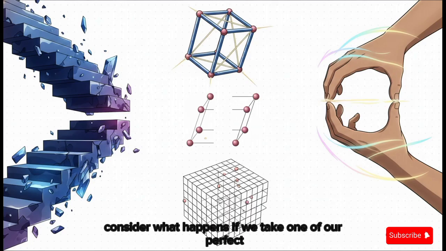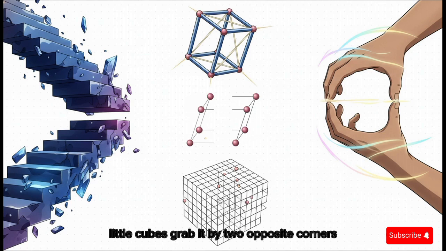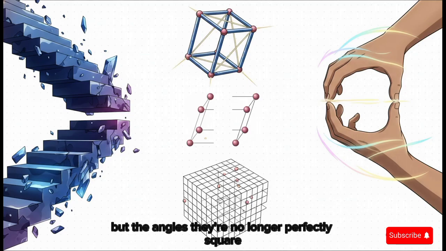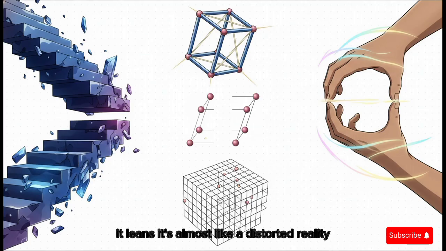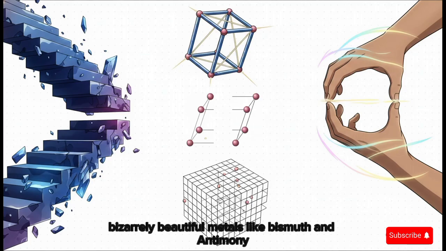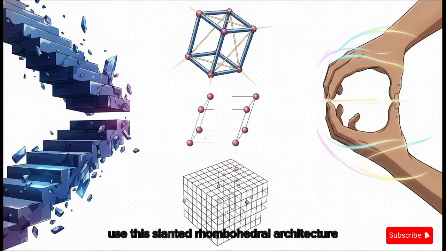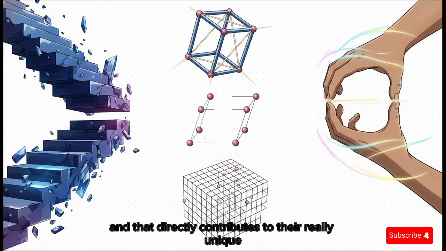Consider what happens if we take one of our perfect little cubes, grab it by two opposite corners, and just stretch it or squish it. The sides are all still the exact same length, but the angles, they're no longer perfectly square. It leans. It's almost like a distorted reality. Bizarrely beautiful metals like bismuth and antimony use this slanted rhombohedral architecture, and that directly contributes to their really unique, brittle, and often stair-step-looking crystal formations in the real world.